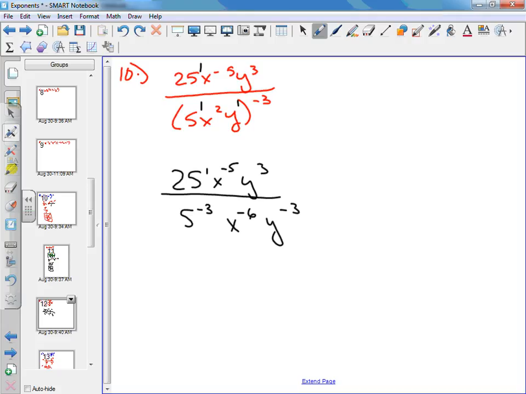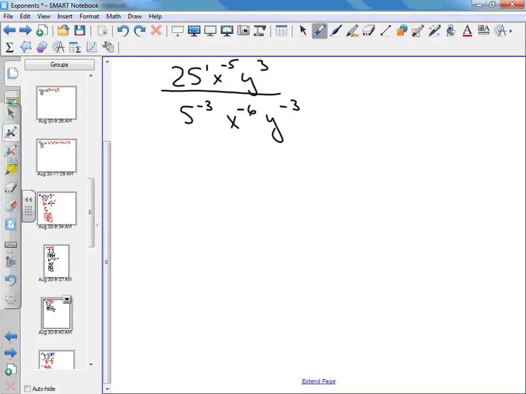How many problems do you have there? 3. My numbers, my x's, and my y's, right? So now what do? I'm going to deal with that 25 to the first over the 5 to the negative 3. That 5 to the negative 3 has a negative exponent in the denominator, so to make it positive, where does it have to move? It has to move to the top. So 5 cubed is going to be what? And that's going to be 3,125. Okay? We good? Okay, so the number part's done.